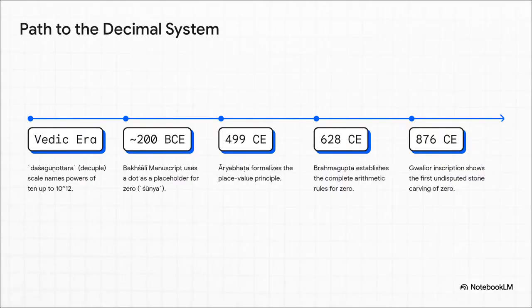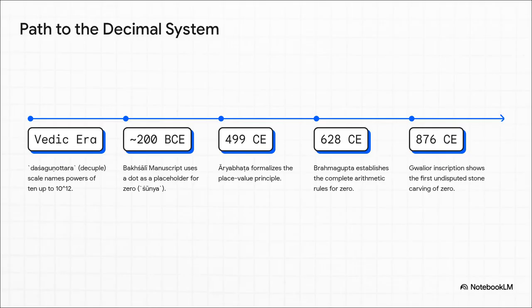Now, this brilliant idea didn't just pop into existence overnight. It was a long, slow evolution. You can see the seeds of it way back in the Vedic period, with this concept of scaling everything by powers of 10. Then, a little later, you see these early placeholders for an empty spot, like a simple dot in the Bakshali manuscript. A few centuries on, Aryabhata comes along and makes it official, spelling out the rule: each place is 10 times the preceding one.